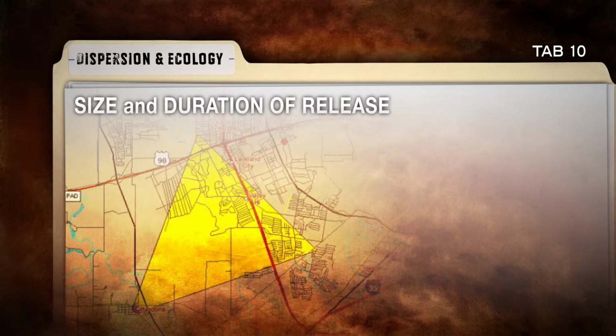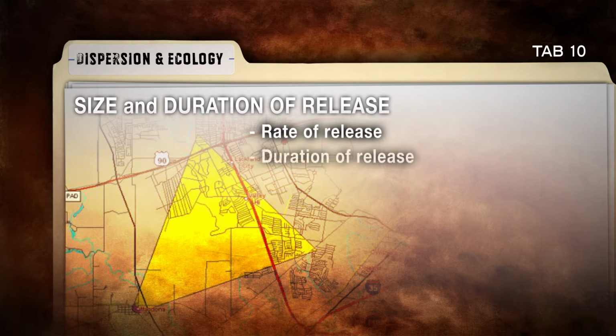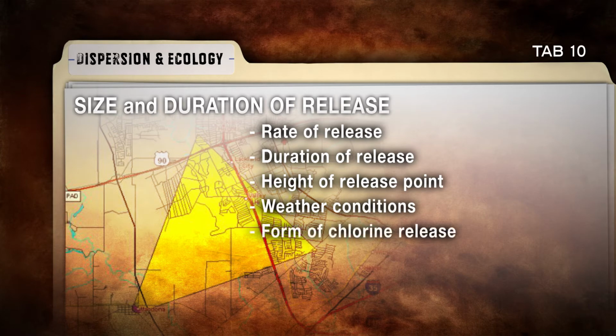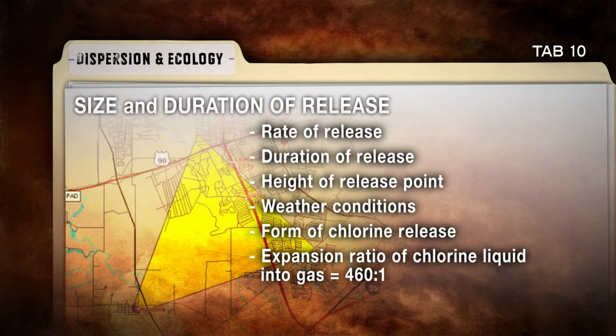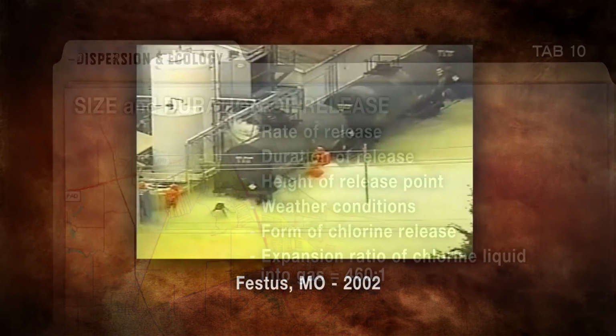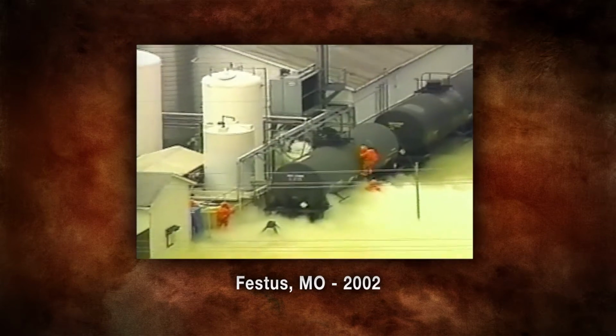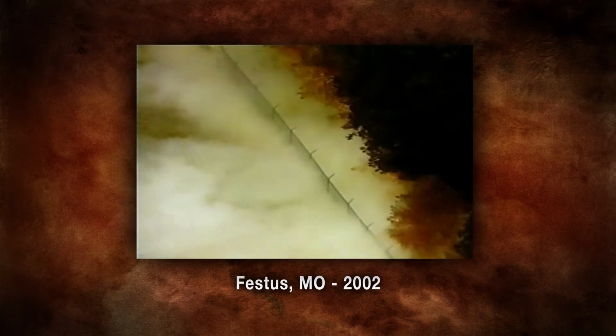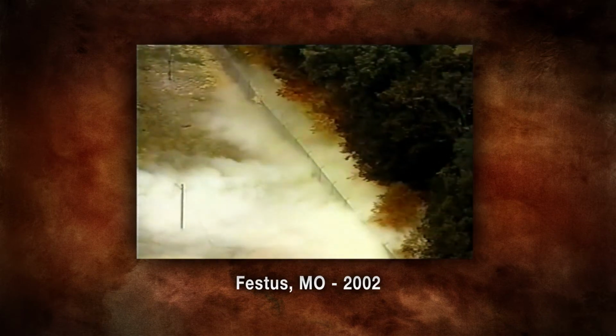The area affected by a chlorine release and the duration of the exposure are dependent upon several factors: the rate of the release, the duration of the release, the height of the release point. Chlorine is heavier than air and will settle into low areas. The current weather conditions, and the form of chlorine released, as liquid chlorine will increase in volume by 460 times as it becomes a gas. These combined factors are difficult to evaluate in an emergency situation. Chlorine concentrations downwind can vary from barely detectable traces to lethal levels.